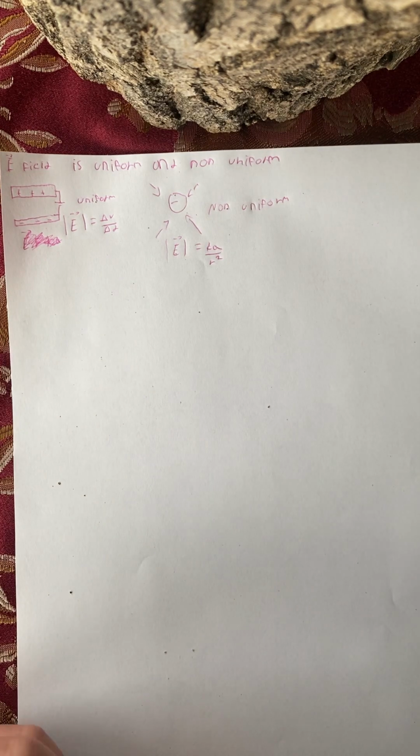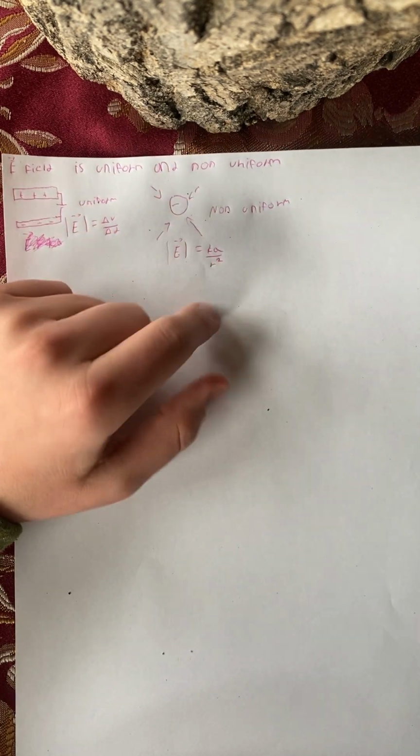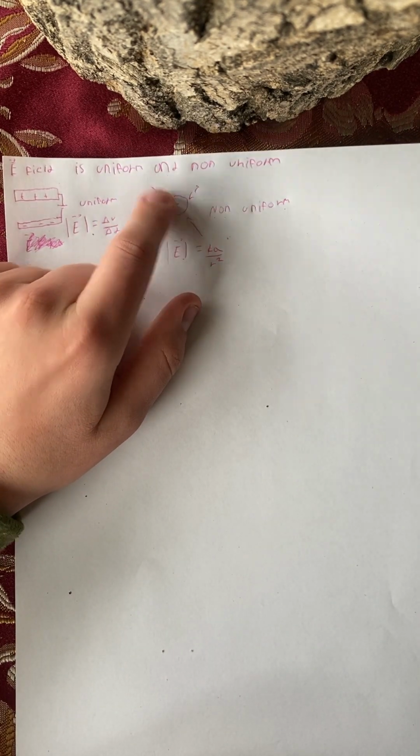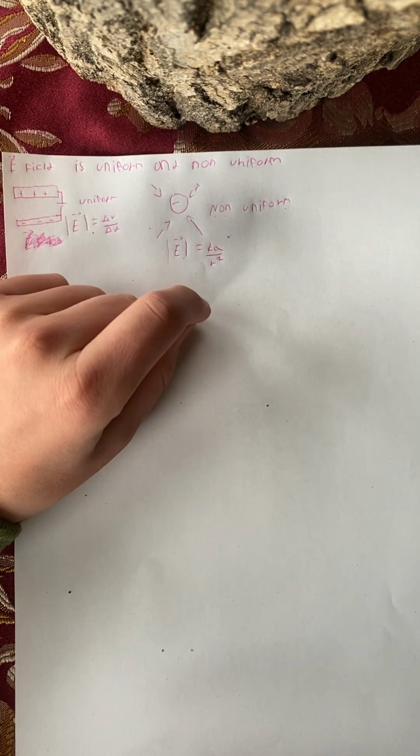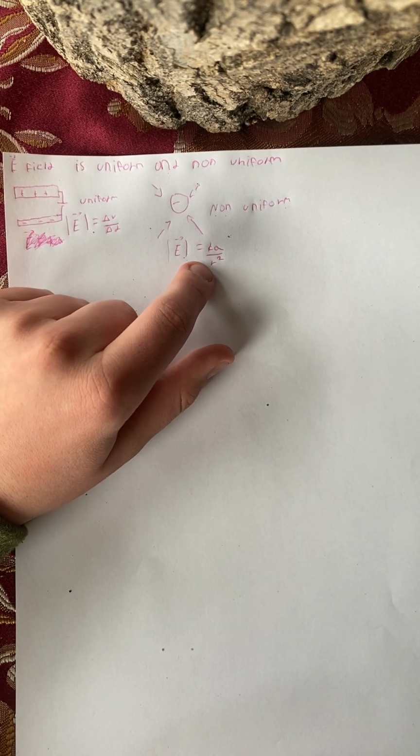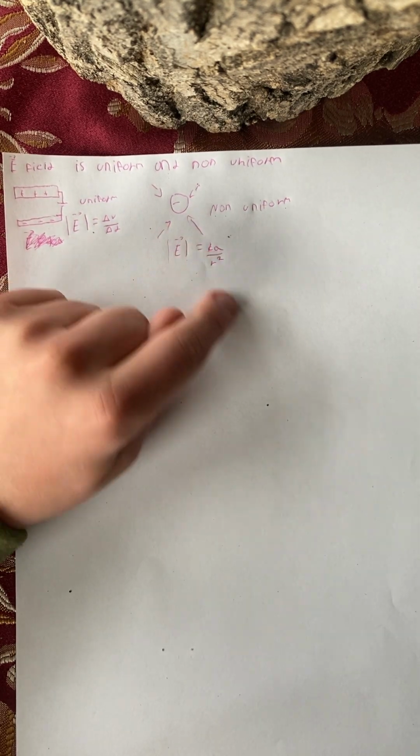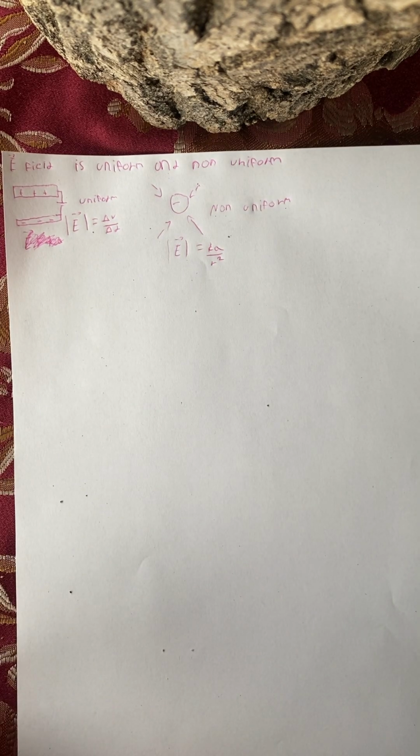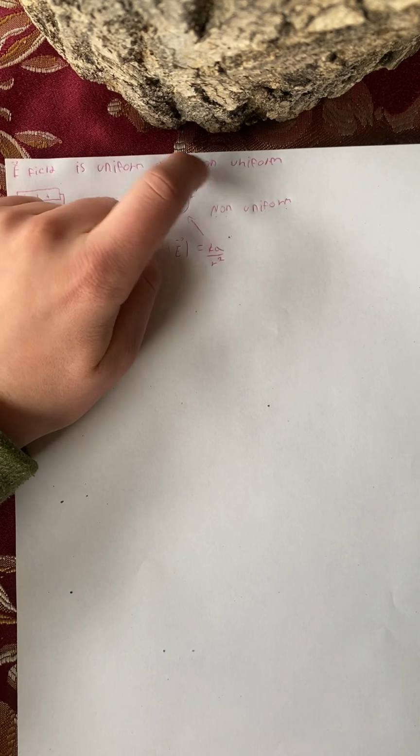Now, non-uniform electric fields come from a point charge. Here I've drawn a negative point charge, and the equation to find the electric field strength at any given point at a distance r from the point charge is kq over r squared. What this basically tells you is that the closer you get to the point charge, the stronger the electric field strength is.